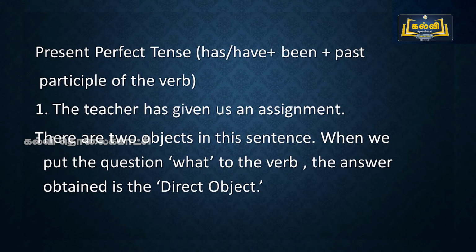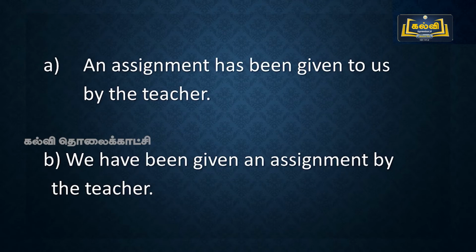Now put the question what to the verb. The teacher has given whom an assignment? Us. So indirect object. So we get 2 answers in the passive. So the first answer is an assignment has been given to us by the teacher. And the next answer is we have been given an assignment by the teacher.